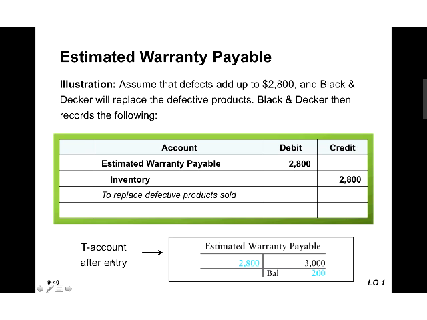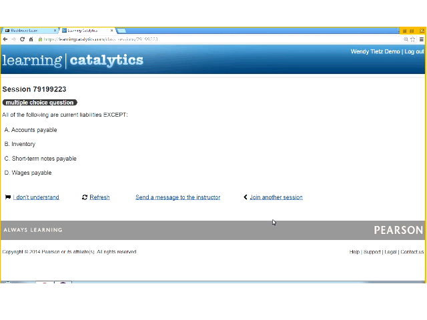Okay, now we have a Learning Catalytics question. All of the following are current liabilities except what? Accounts payable, inventory, short-term notes payable, or wages payable.